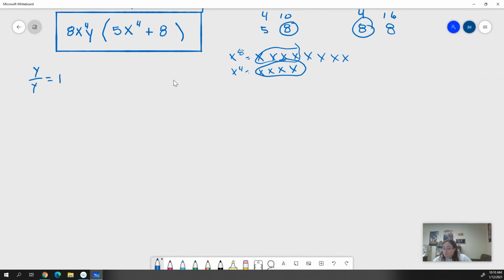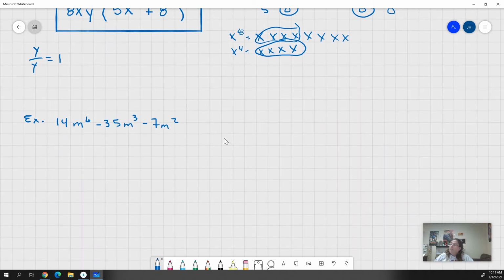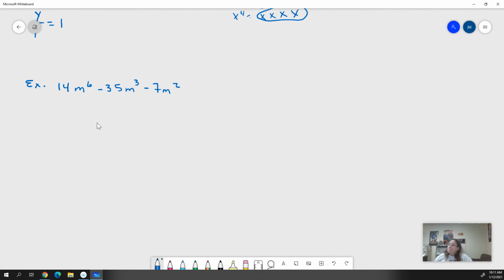I'll do one more so that you can kind of see how it goes. Let's do this one because it pulls everything out of the end. So what if I have 14m to the 6th minus 35m to the 3rd minus 7m squared? The first thing I'm going to look at is the numbers. I can see a common factor in all of these numbers just by looking at it. Does anybody else see it right off the bat that all three of these numbers are divisible by, not counting one?